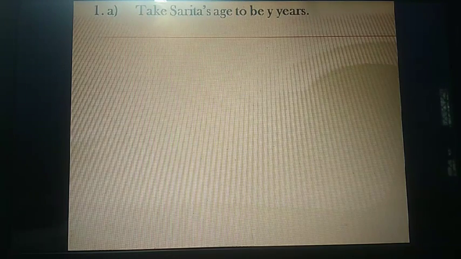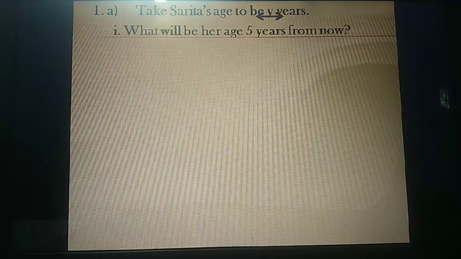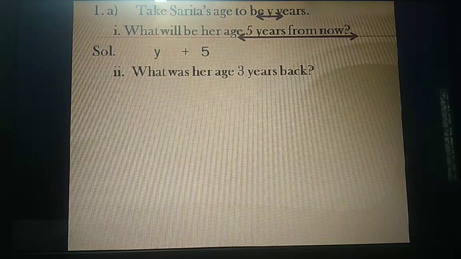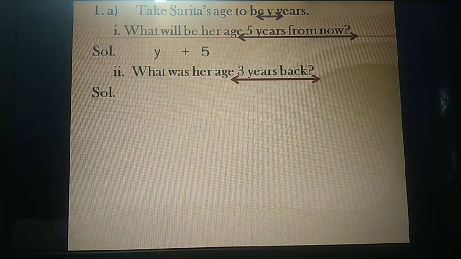Again, situations are given to you and we have to frame our expression. First, take Sarita's present age to be y years. So, wherever we are talking about Sarita's age, we will replace it by y. What will be her age 5 years from now? It means 5 years after. So, you will get y plus 5. What was her age 3 years back? 3 years back means we have to subtract 3 from the year given to you.